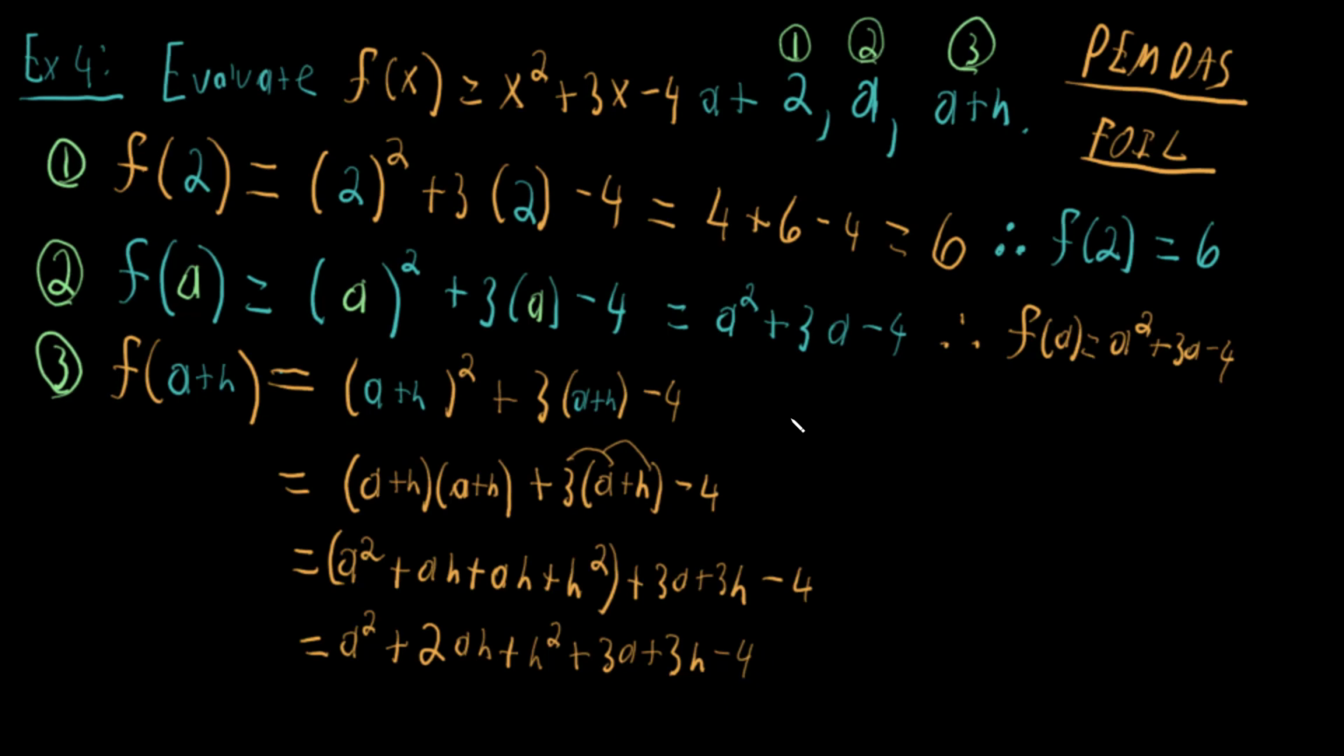So we'll come over here, and we'll finally say, therefore, I'll do it in blue. Therefore, we'll say f of a plus h equals this hellacious nonsense. A squared plus 2ah plus h squared plus 3a plus 3h minus 4.